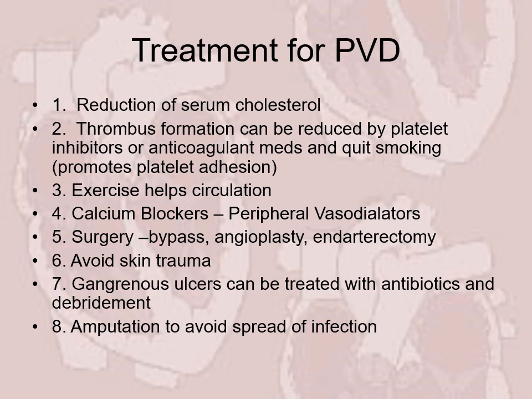Angioplasty to reduce plaques. And endarterectomy, which is removal of the intima and obstructive material. Avoid skin trauma. Make sure shoes fit properly. Gangrenous ulcers can be treated with antibiotics and debridement and amputation if necessary to avoid spread of infection.